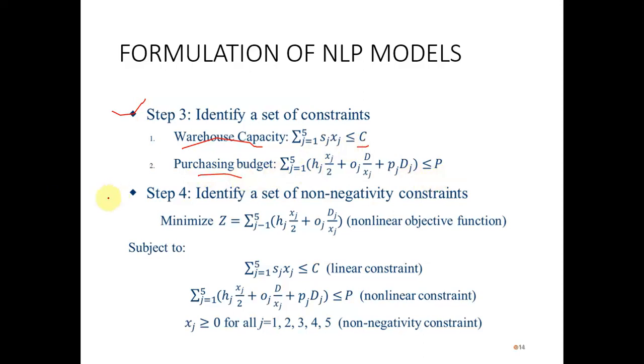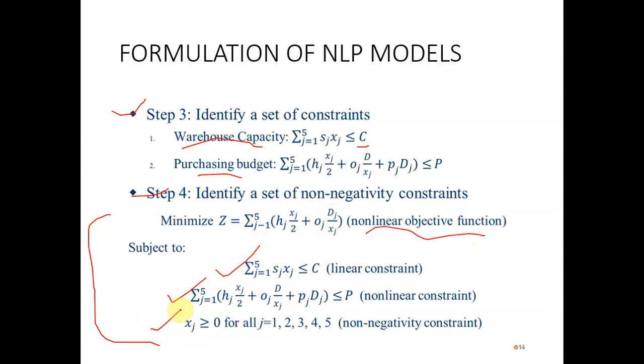Then we also figure out the non-negativity: X1, X2, X3, X4, and X5 should be greater than or equal to 0. So now our final mathematical equation becomes: minimize Z, summation j from 1 to 5, hj xj divided by 2 plus oj dj and xj. Of course it's nonlinear, so we have to use nonlinear programming, subject to a linear constraint, which is storage space, a nonlinear constraint, which is the budget, and the non-negativity constraint that all of x1 to x5 are greater than or equal to 0.